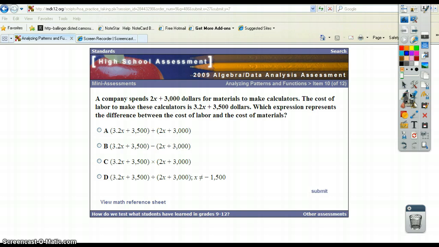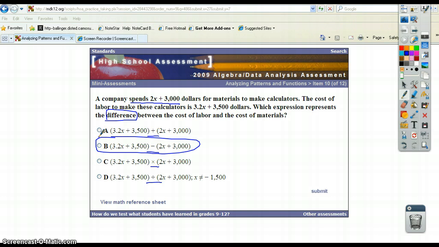So, a company spends 2x plus $3,000 for materials. The cost of labor to make them is 3.2x plus $3,500. The expression has to represent the difference between the cost of labor and the cost of materials. Well, if you don't know anything about manufacturing, that's okay, because the key word here is difference. Difference means subtract. And if you recognize in the answers, we've only got plus, minus, multiply, and divide. All right, so B is our answer.